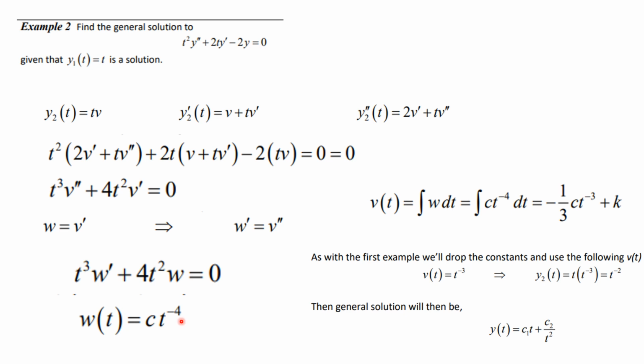to the minus 4. But we need to know what v is. So v is going to be the integral of w, and we will get this. Again, we can choose the constants to be what we want, and so we're going to choose the constant c to make this a 1, and we'll take k to be 0. And what we get is that v was going to be t to the minus 3, and that means y2, the second linearly independent solution, is going to be t to the minus 2, and then the general solution will be this.